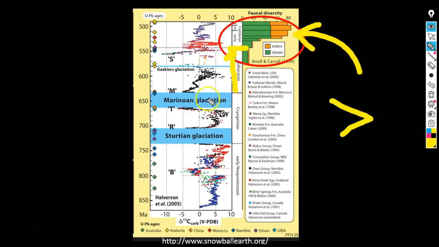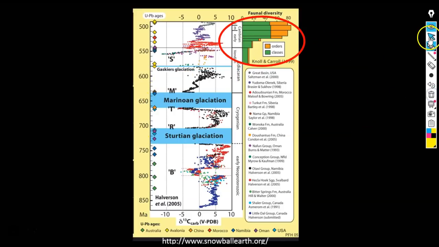So here's the Cryogenian. This is this interval where you've got these massive glaciations. Notice we got another little baby glaciation here, the Gaskiers glaciation, not at the end, but pretty close to the end. I guess it's actually more of the middle of the Ediacaran. So that's really kind of the end of the snowball Earth glacial episodes. But the big guys are here in the Cryogenian. All right, so that's just to give you some temporal context.